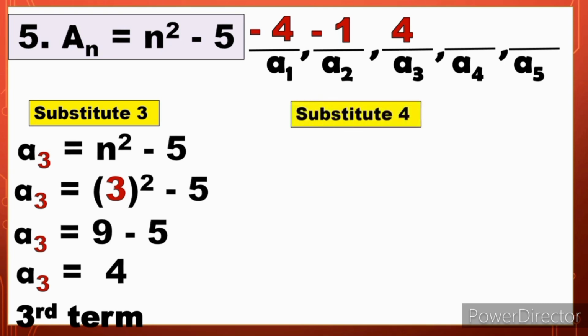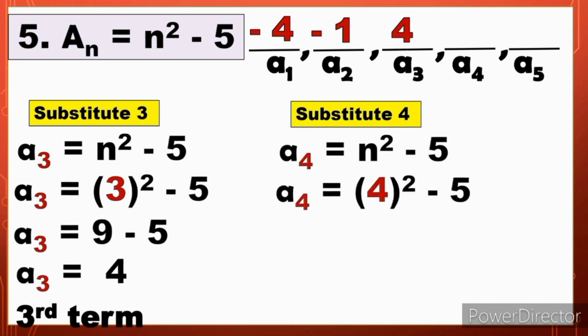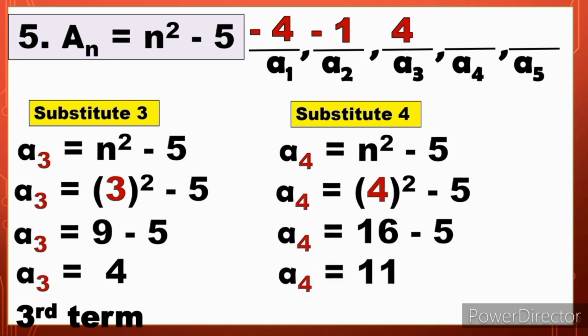Okay, next, to find the fourth term, we substitute 4. So, we have now a sub 4 equals n squared minus 5. So, we substitute 4. So, a sub 4 equals 4 squared minus 5. And then, simplify. 4 squared is, okay, 4 times 4 is 16. Therefore, we have 16 minus 5. So, 16 minus 5 equals 11. So, again, a sub 4 equals 11. And that is our fourth term.